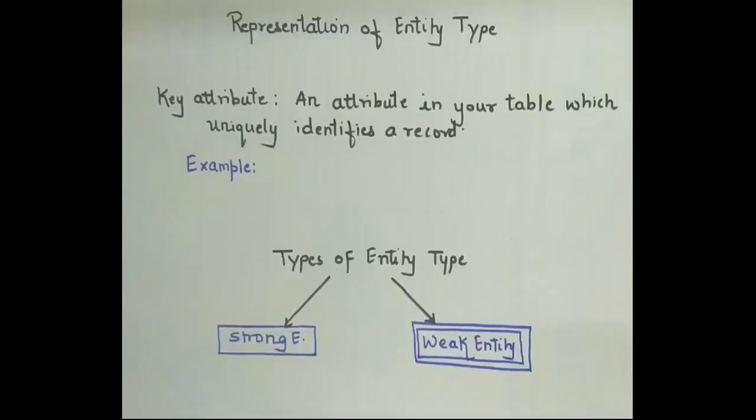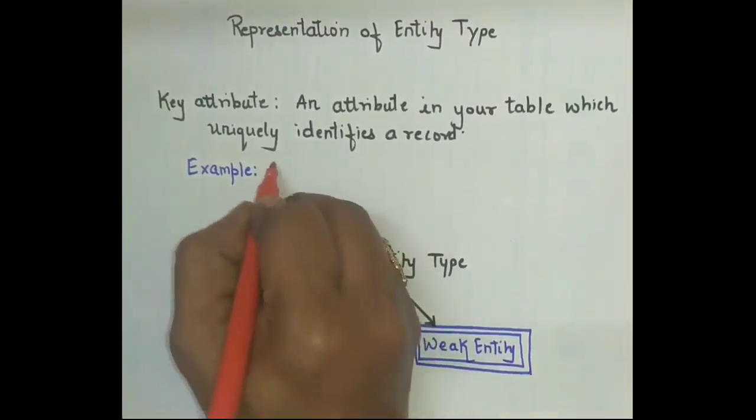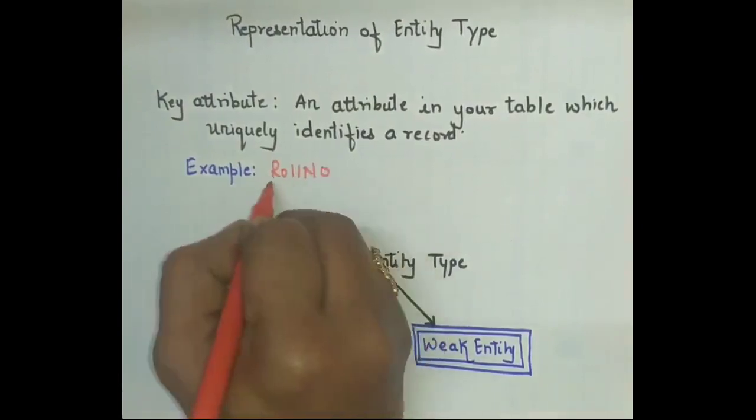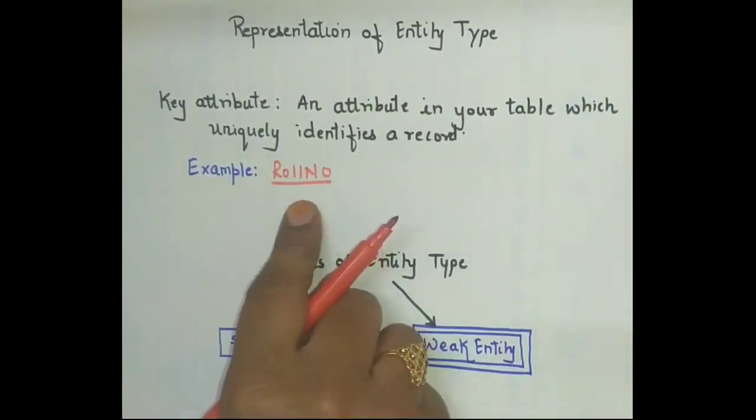Now, what is a key attribute? An attribute in your table which uniquely identifies a record is said to be a key attribute. Whatever attribute we take in a relation, say student, which is uniquely identifying a record, is said to be the key attribute or the primary key. In the previous example I have taken roll number as the attribute, right? So basically roll number is used to uniquely identify a student in your class, right?